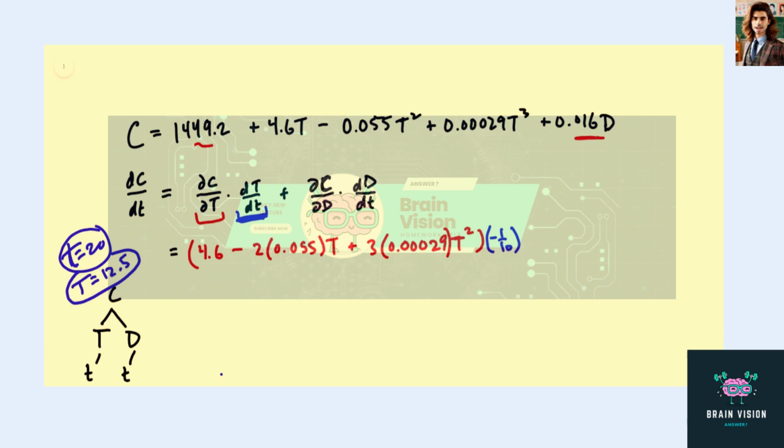Okay, and likewise, now we'll add the partial of c with respect to d. This will be a lot easier since none of these terms have d except for the last one. So this will simply be 0.016.